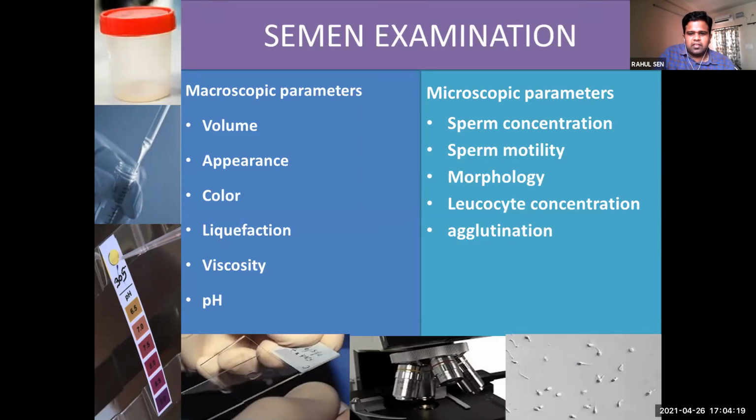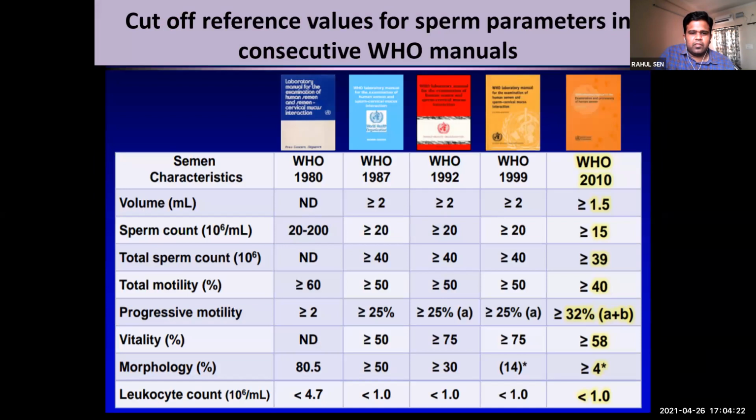So each and every aspect is seen, and WHO has had a huge impact by giving out lower reference values of all the seminal parameters, which help in determining the infertile and the fertile population of males. The lower reference values of 2010 are mentioned here.